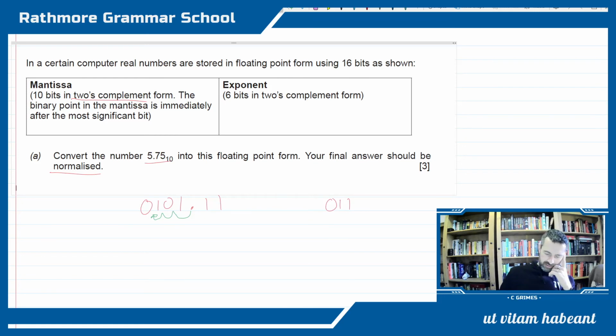Finally, it said I've got 10 bits and I've got 6 bits. So I need to add, well, first of all, I'll start with the exponent. Let's add another 3 zeros without changing the value of that. And then I've got 1, 2, 3, 4, 5, 6. I need to add in another 4 zeros to the mantissa without affecting the value. 1, 2, 3, 4, and we end up with our answer.